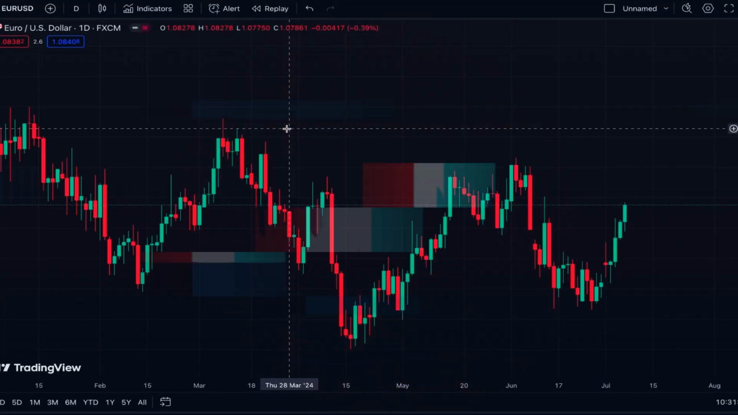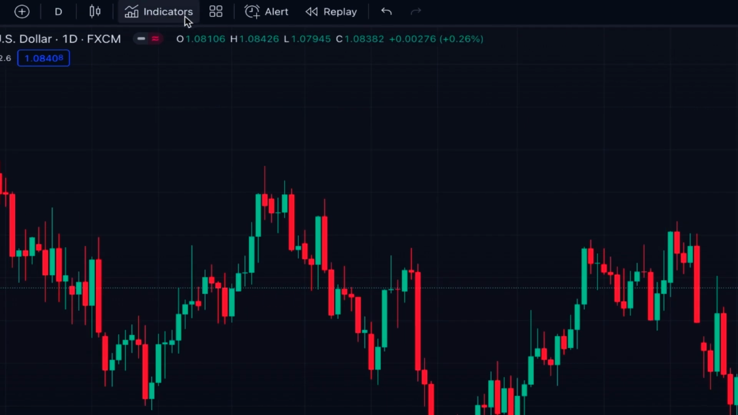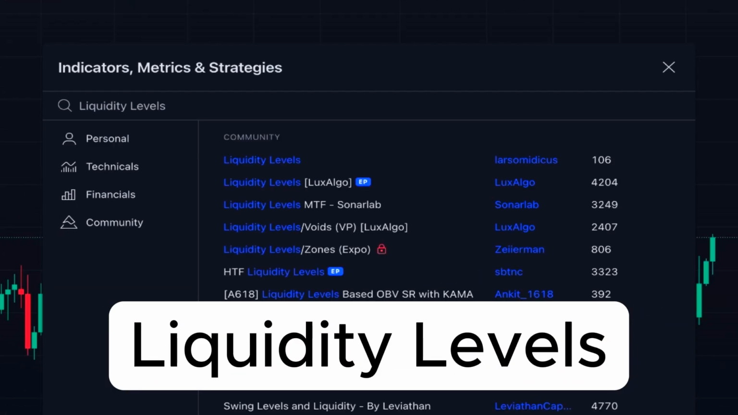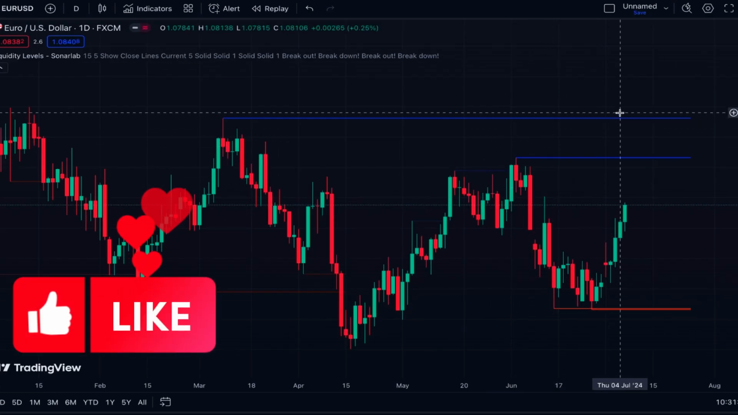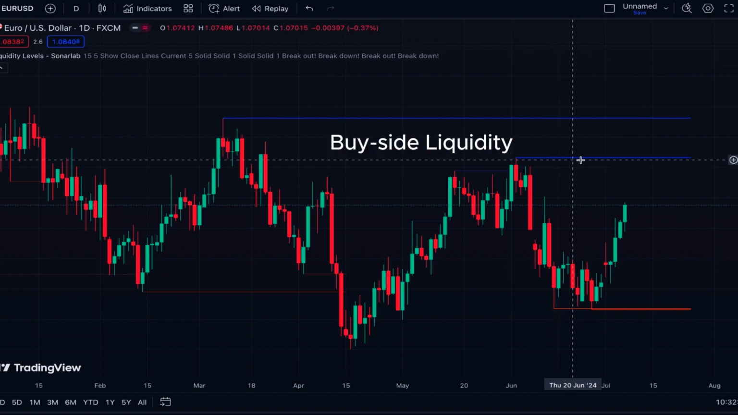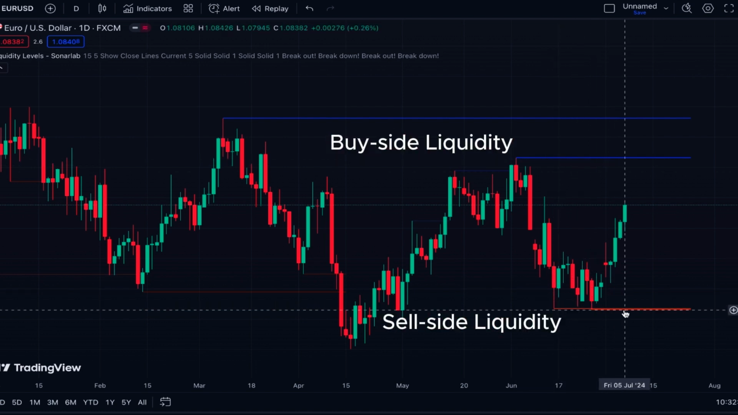The first one is related to liquidity. Here we click on indicators and we search liquidity levels. We add this one, which is written by someone named Soner Lab. Alright, as you can see, liquidity levels are added to the chart. For example, this is a buy side liquidity and this is a sell side liquidity.